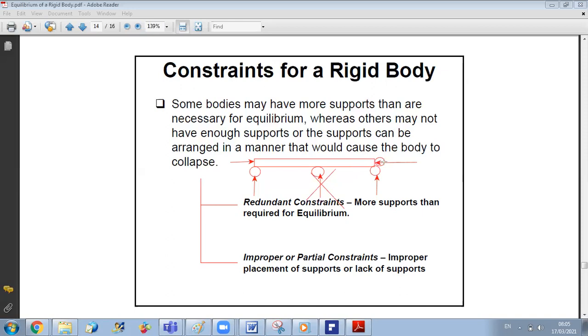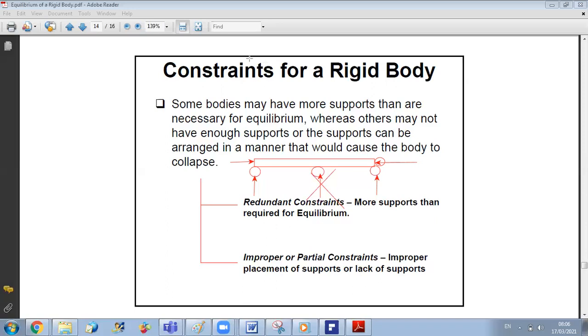So when we say improper, this means that the number of unknowns is enough, but the arrangement is not good. And partial constraints is the case where, for example, I have just two reactions while I need to have three reactions. Now what about redundant constraints?